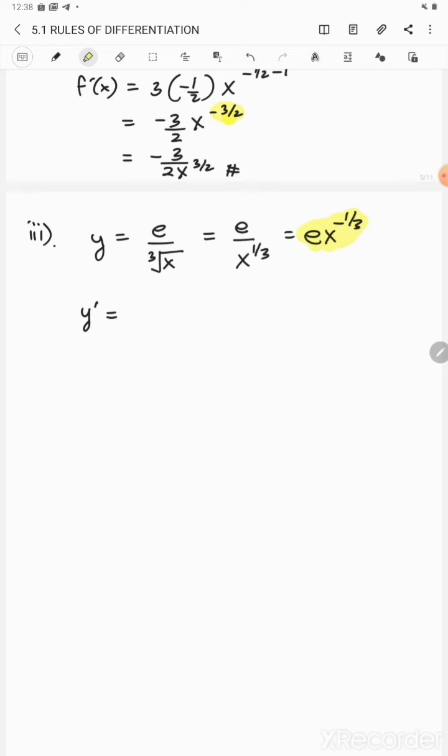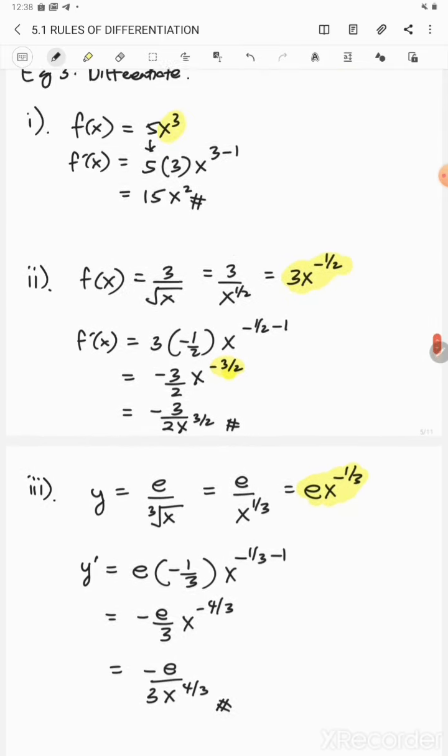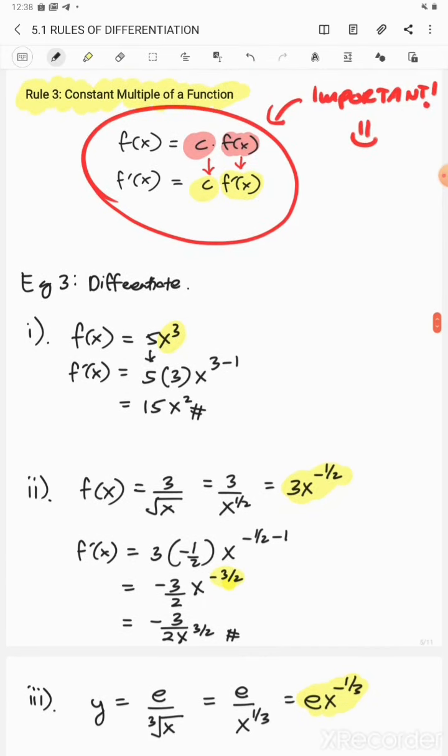y prime equal to, differentiate this part, what do you get? So y prime equal to e, remember constant remains, negative 1 over 3 because of the exponent, x remains, and then negative 1 over 3 minus 1. So the answer is negative e over 3 x power of negative 4 over 3. Now bring it down, so it will be negative e over 3x power of 4 over 3. Okay, that's all. This is the solution for rule number 3, constant multiple of a function.